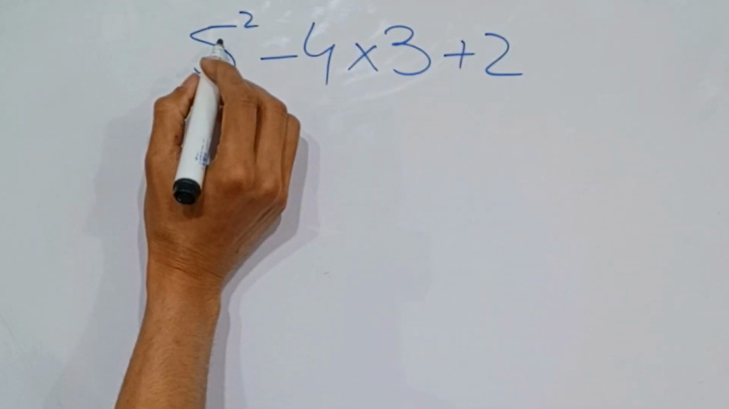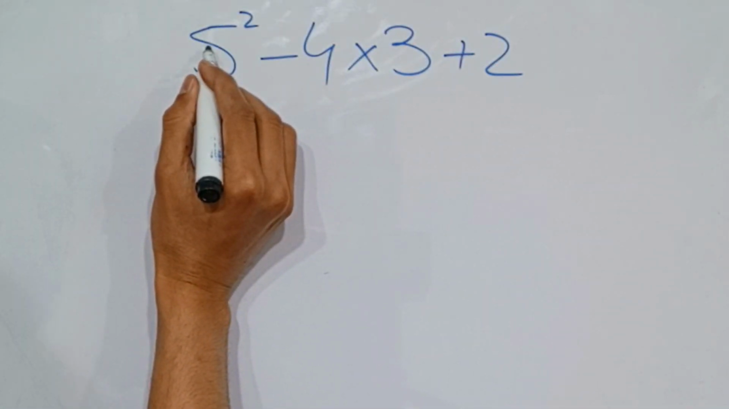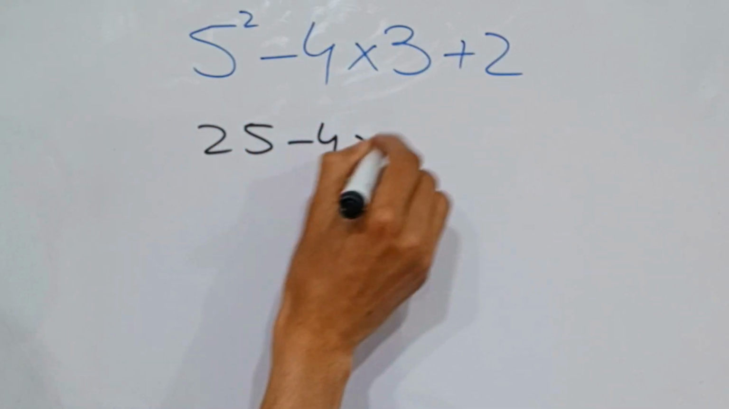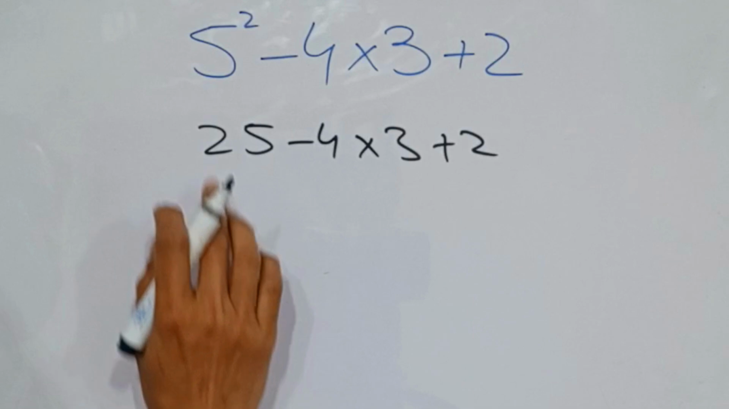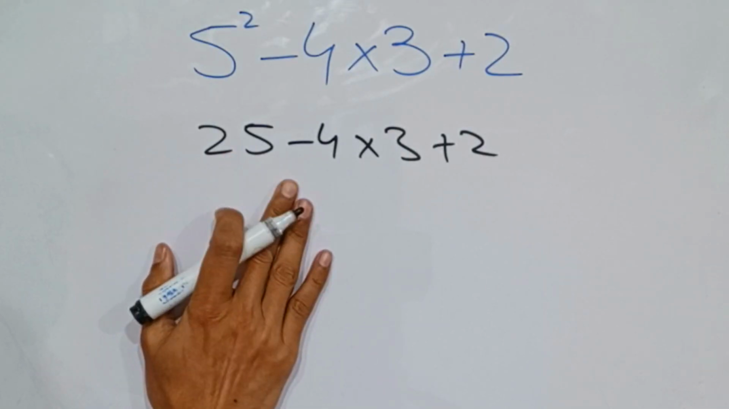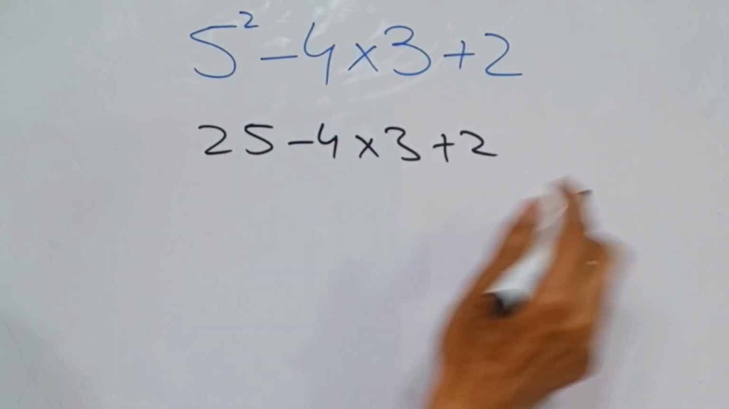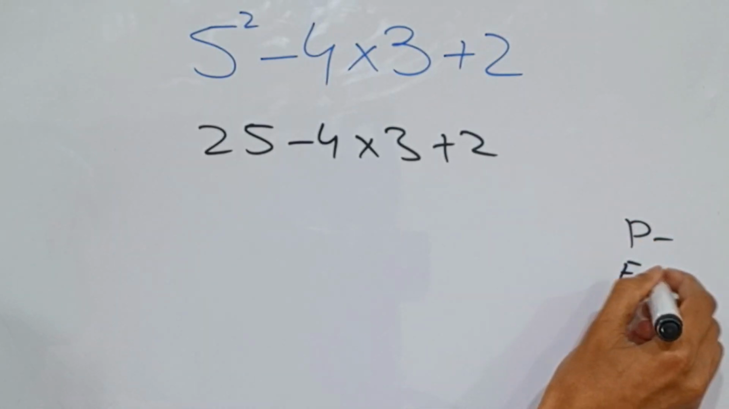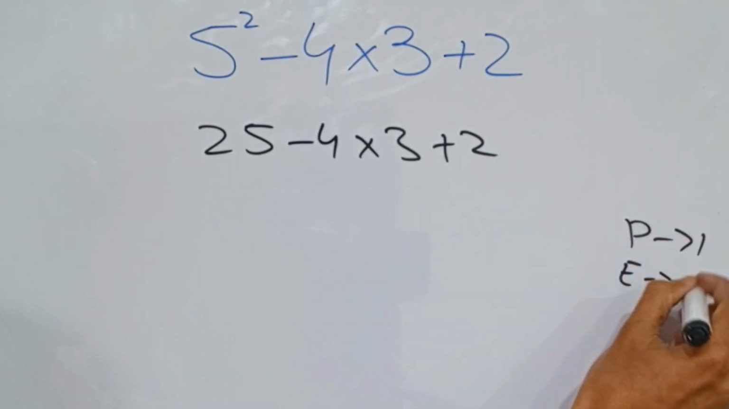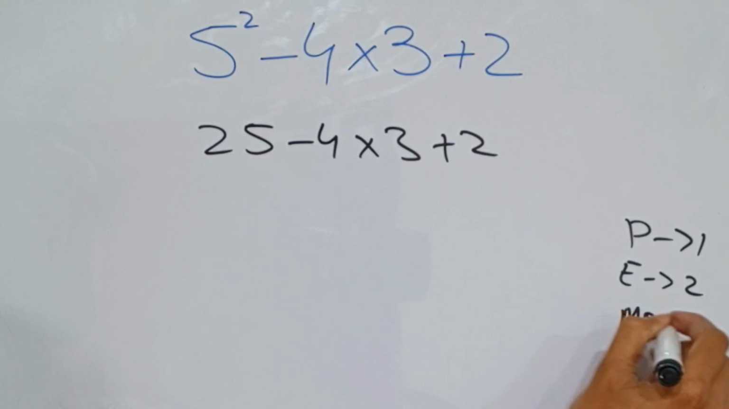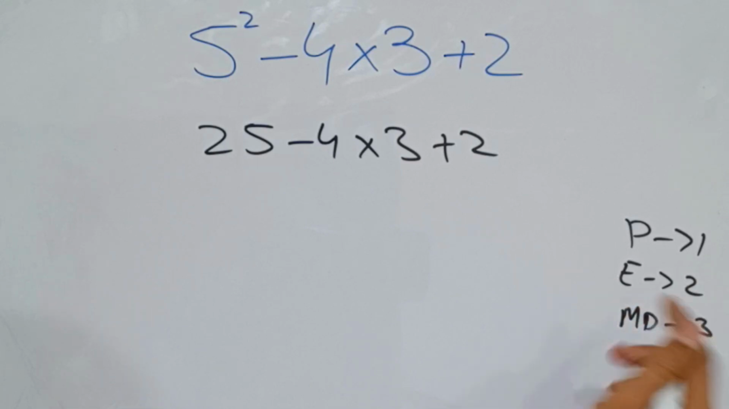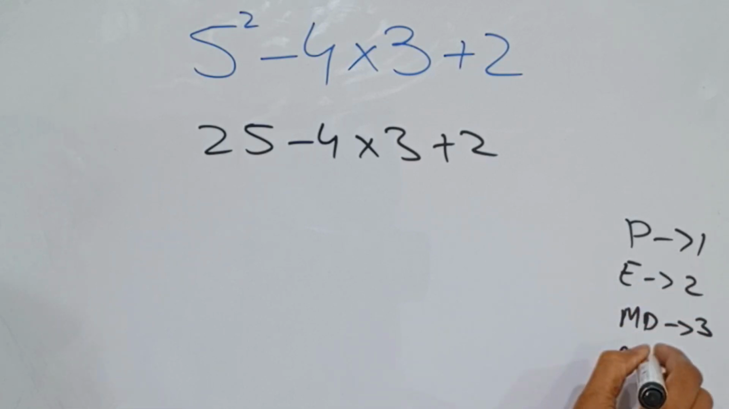So first of all, exponents, right? So 5 squared equals 25, right? Minus 4 times 3 plus 2. We use the PEMDAS rule, follow the order of operations: parentheses first, then exponents, then multiplication and division. Division and multiplication have equal priority from left to right. Then addition and subtraction from left to right.